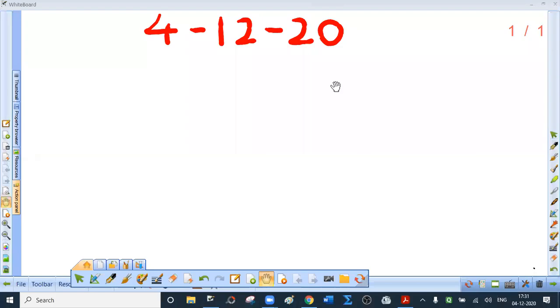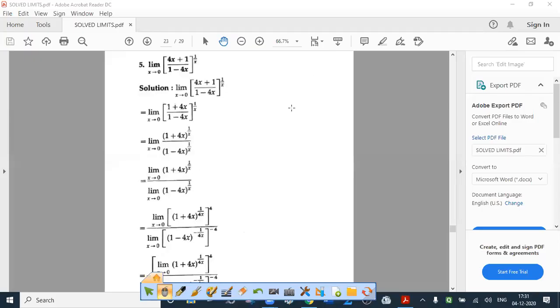Good evening. First, we discuss sums given for homework. Now, this is the fifth one, exercise 7.6, second part, fifth one. Limit x tends to 0, (1 + 4x) upon (1 - 4x) raised to 1 upon x.